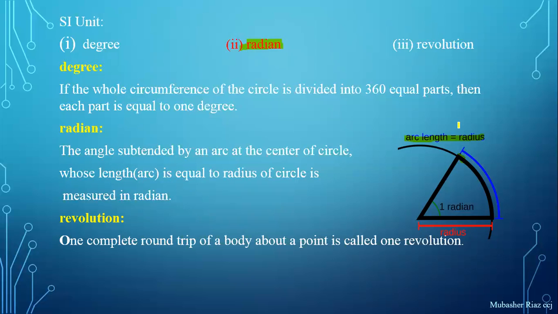So this is called one revolution, and these 3 units are related as one revolution is always equal to 2 pi radian, and it is also equal to 360 degree. So revolution is the larger unit, radian is the SI unit, and degree is the smaller unit. So one revolution is equal to 360 degree as well as it is equal to 2 pi radian.